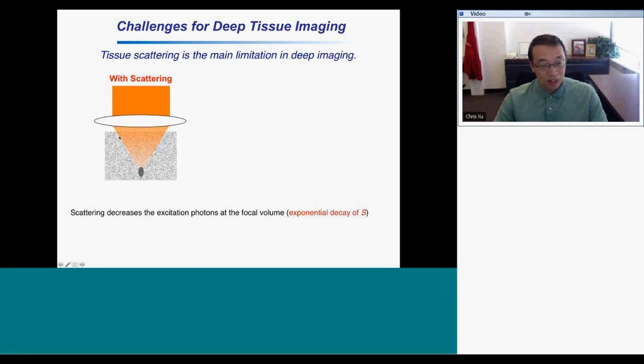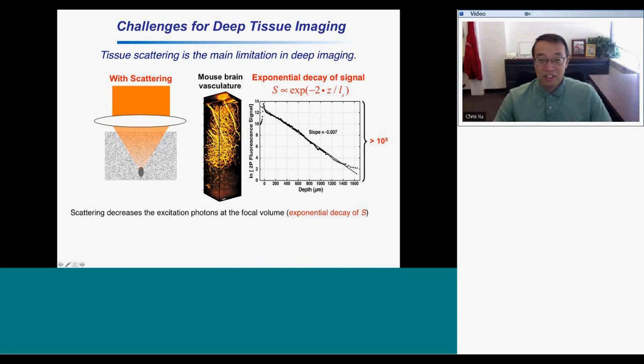So that photon can no longer reach the focal volume. And this process goes exponentially. So as you go deep into the tissue, the amount of signal you can generate goes down exponentially as a function of imaging depth. That's a huge problem. It's an exponential problem. And experimentally, you can see this.